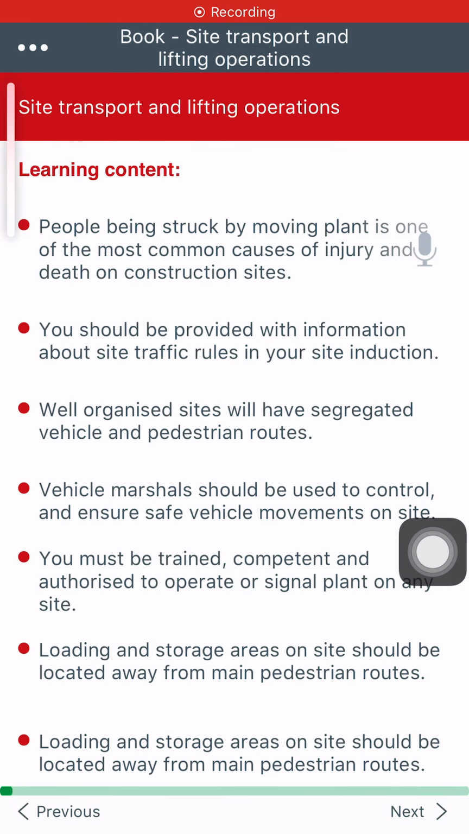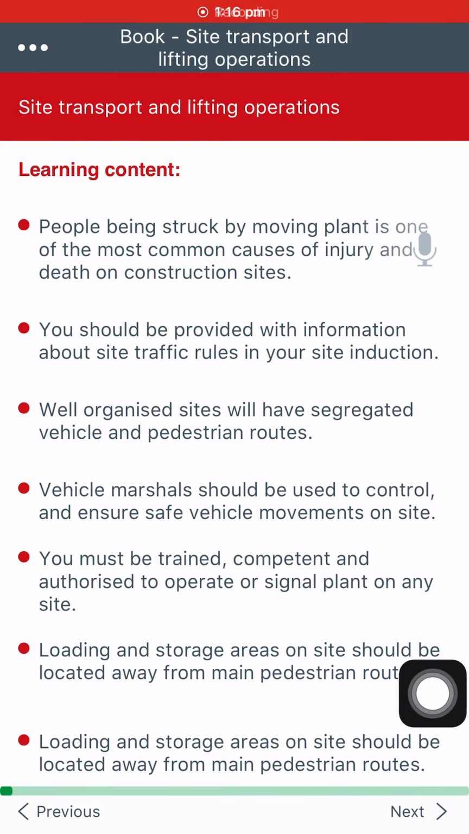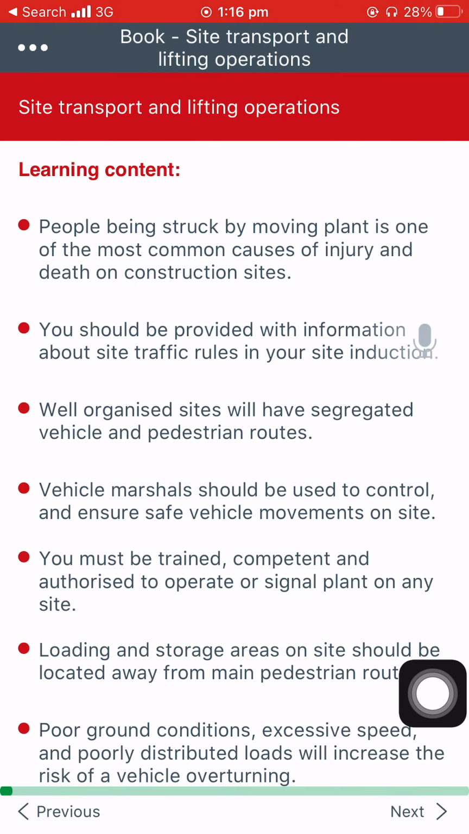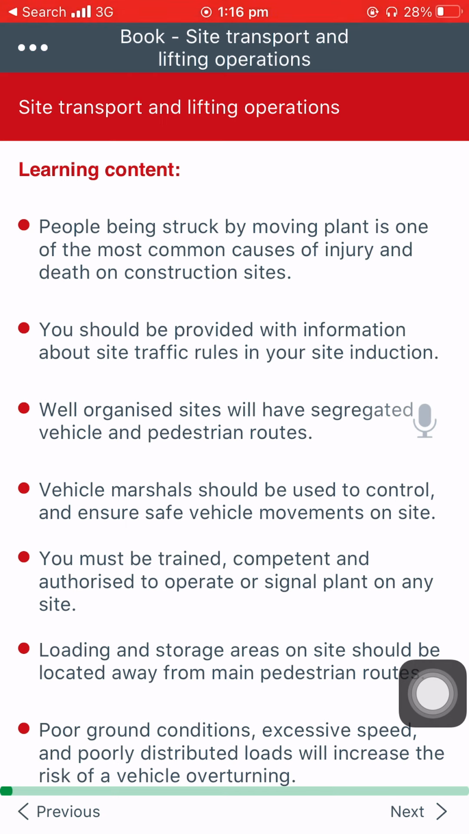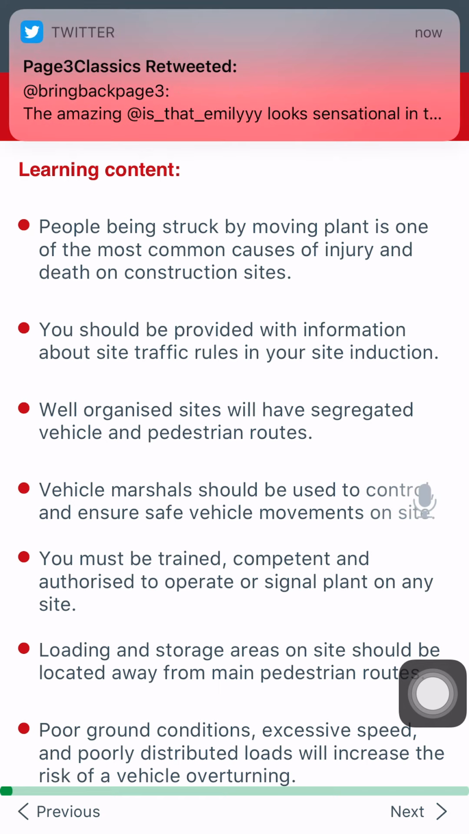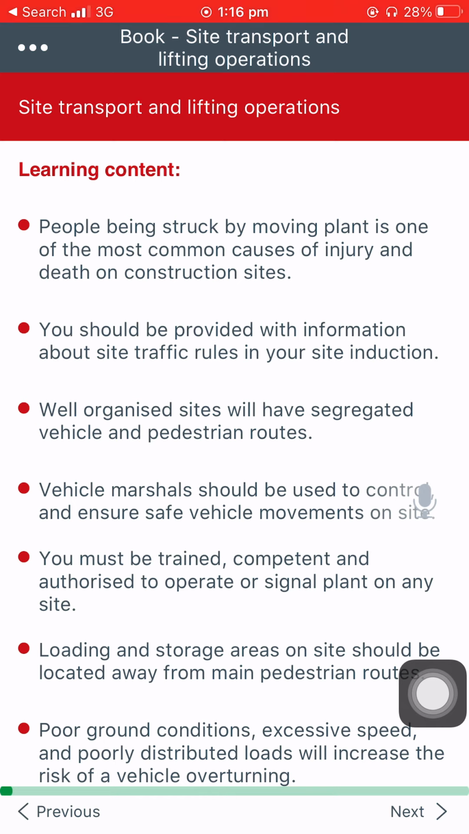is one of the most common causes of injury and death on construction sites. You should be provided with information about site traffic rules in your site induction. Well-organised sites will have segregated vehicle and pedestrian routes. Vehicle marshals should be used to control and ensure safe vehicle movements on site.